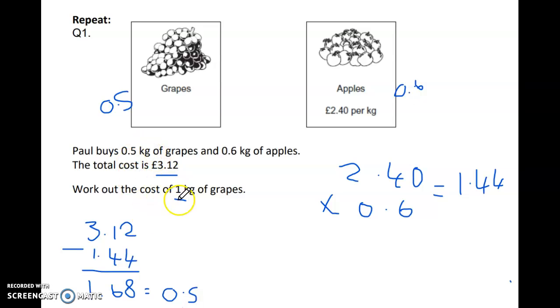So if we wanted per kilogram, all I'd do is I'd just think, right, well, 0.5, there's two lots, 0.5 plus 0.5 will get me to the 1. So I could just double that. So if I just times that by 2, I've got an answer of £3.36. What I could also do as an operation is I could do £1.68 shared by the 0.5 and that would give me the same answer, £3.36. Okay.